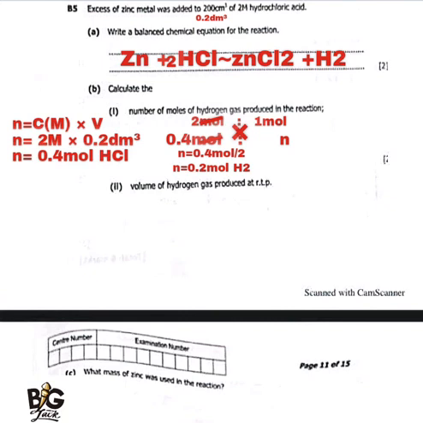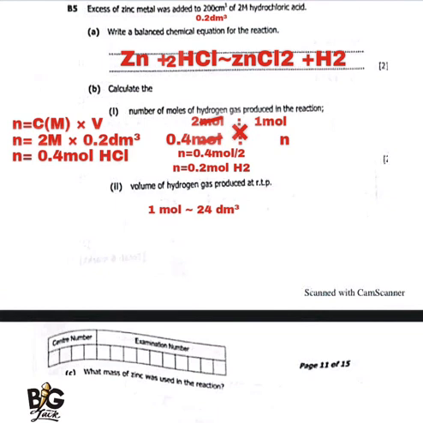Then as for Roman number 2, it is saying the volume of hydrogen gas produced at room temperature. Now, the volume of any gas at room temperature, 1 mole is equal to 24 decimeters cube. 1 mole of any gas at room temperature, it is equal to what? 24 decimeters what? Cubed.